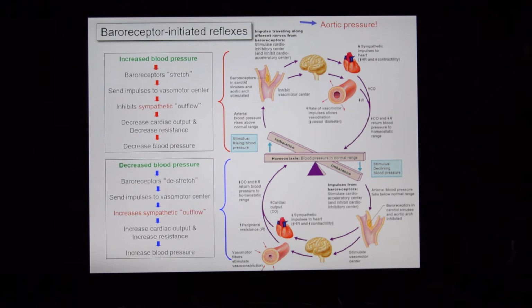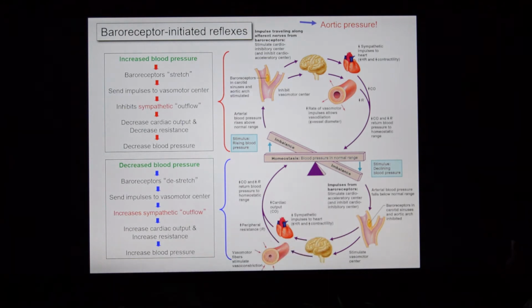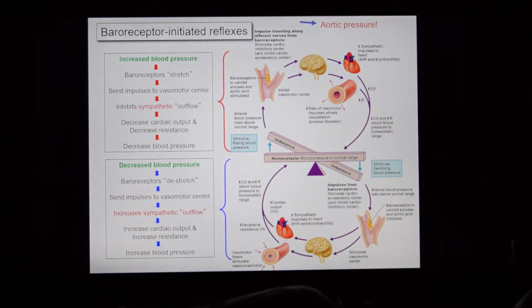If the pressure's too low, baroreceptors pick this up, so they constrict your blood vessels, which makes the pressure go up, and you increase the heart rate, which makes the pressure go up. Very simple. Too low, take steps to bring it back up. Too high, take steps to bring it back down. That's how it goes.